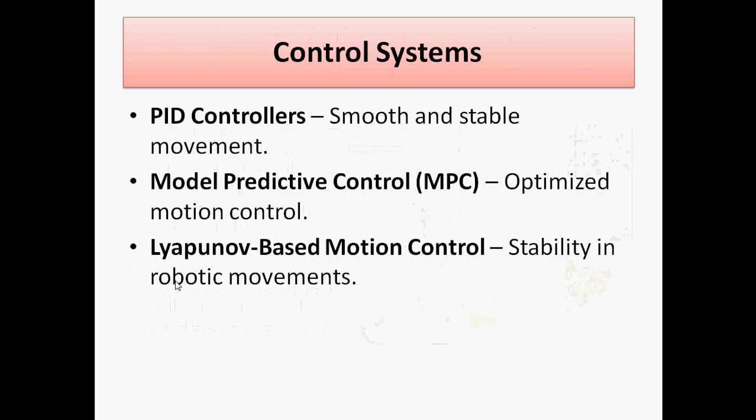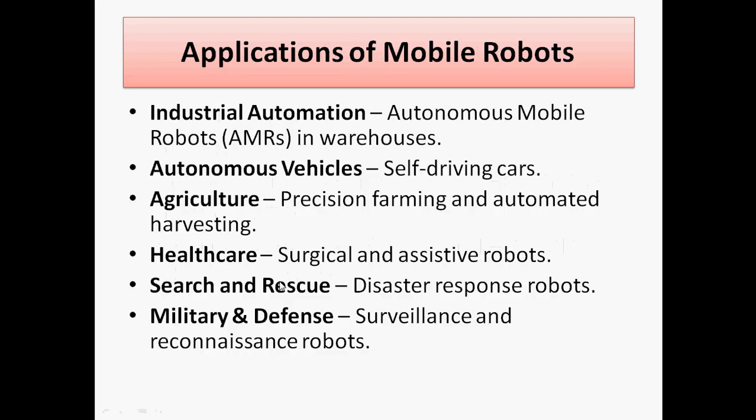Then, moving into the control system, PID controllers are used so that smooth and stable movement is possible. MPC, model predictive control, is also possible for optimizing motion control. Then Lyapunov-based motion control provides stability. So with these different controllers, we can get exact control over stability, and we control motion in an optimized way.